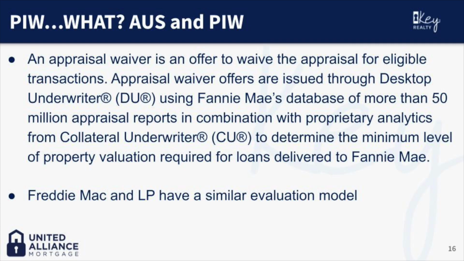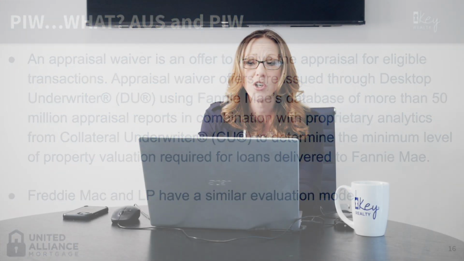And I would bet that most of you don't even know what a PIW is, or have never had an experience with one. A PIW is a property inspection waiver. A property inspection waiver or an appraisal waiver is an offer for your customer to waive the appraisal for an eligible transaction. Appraisal waivers are issued through either Desktop Underwriter or Loan Prospector, Fannie Mae or Freddie Mac's system, and they are approved through Fannie Mae and Freddie Mac's database that they have of over 50 million appraisal reports.